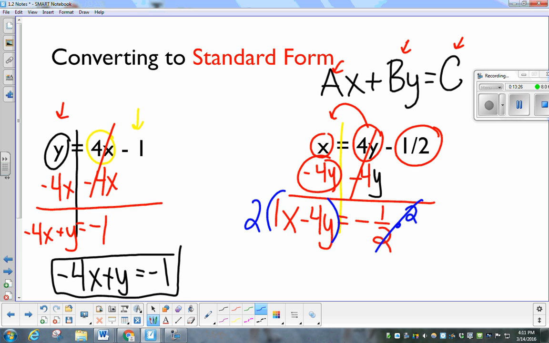Remember, I'm doing this because I don't want a fraction right here. I'm multiplying by whatever that denominator was to get rid of the fraction, but I have to multiply by 2 on both sides. So hopefully you're thinking distribution right now. That's what we have to do now.